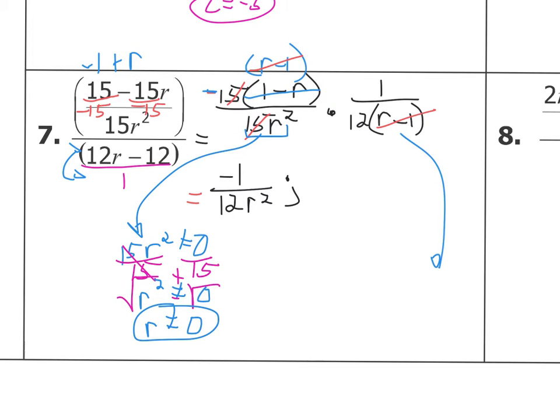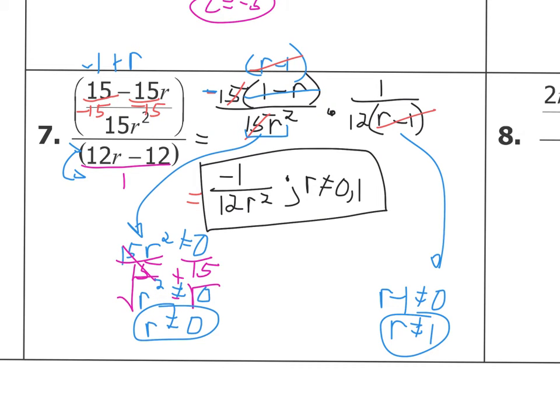And then this one, we just have to set the r minus 1 not equal to 0. We would add 1, and r cannot equal 1. So our restrictions are r cannot equal 0, 1.